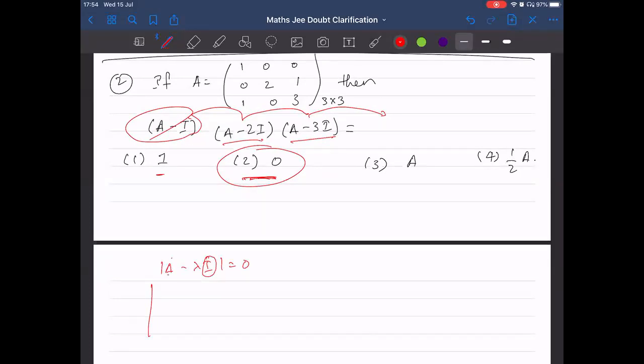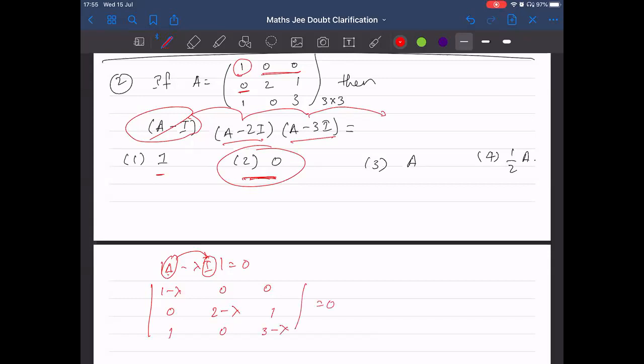So just subtract the principal diagonal elements in A with the principal diagonal elements of lambda I, and the remaining elements will be as usual. So 1 minus lambda will come when you are doing A minus lambda I, because 1 is the first element in the matrix. And the remaining elements in the first row will be 0, 0 only, because 0, 0 are the elements in the first row of matrix A. So go into the second row. Here in matrix A, the first element is 0 and the principal diagonal element is 2 minus lambda, and 1 minus 0 will be again 1. So 1 minus 0, 0 minus 0, 0, so 3 minus lambda.